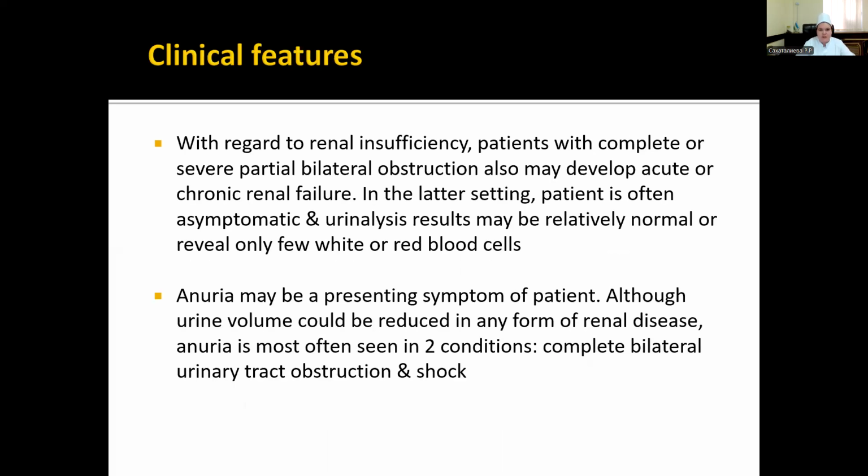With regard to renal insufficiency, patients with complete or severe partial bilateral obstruction may also develop acute or chronic renal failure. In the latter setting, the patient is often asymptomatic and urinalysis results may be relatively normal or reveal only few white or red blood cells. Anuria may be a presenting symptom of the patient. Also, urine volume could be reduced in any form of renal disease. Anuria is most often seen in two conditions: complete bilateral urinary tract obstruction and shock.